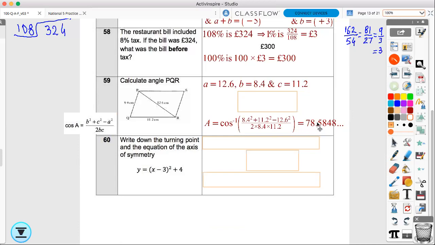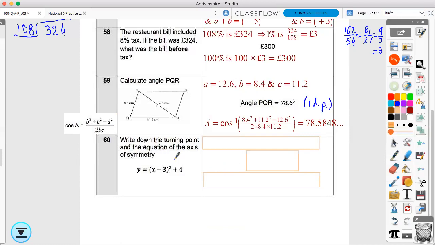And what I usually do, if I've not been asked to give it to a certain decimal point, I put the full number with dot, dot, dot. Then I decide: if I want to give 1 decimal point, it's got to be 78.6. If I want to give 2 decimal points, it's going to have to be 78.58 because the third one is 4. So whatever you decide. Here they've decided 78.6, but technically they should put that they've rounded to 1 decimal point, just to keep you safe. Okay.